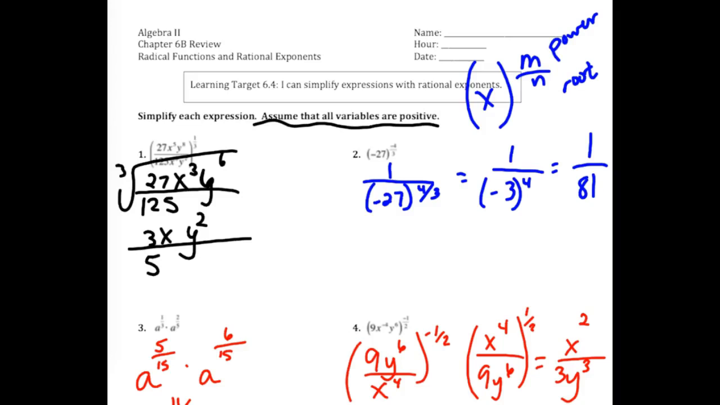This is the Algebra 2, Chapter 6b review. We're going to look at sections 6.4 through 6.8, getting ready for the test coming up in a couple days. We did most of the review packet in our class today, so I am just going to scroll through the pages that we've already completed.